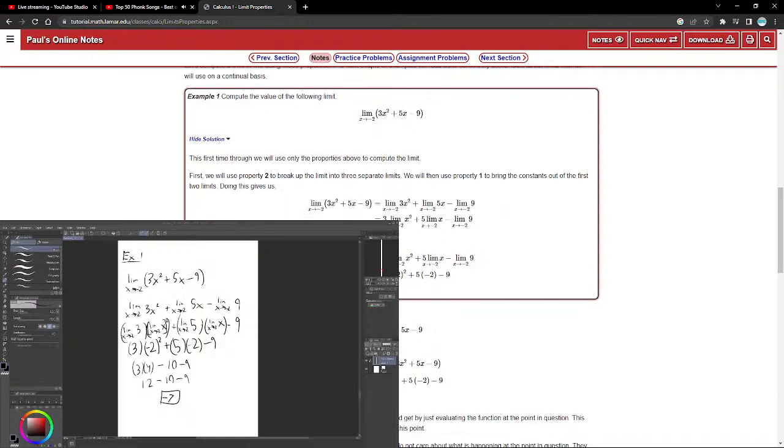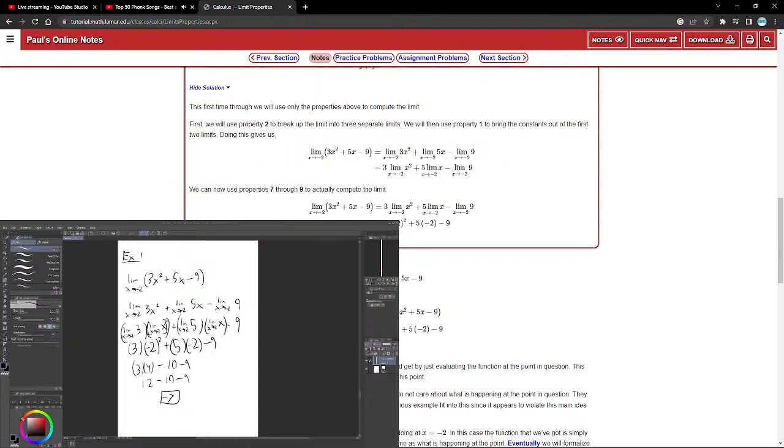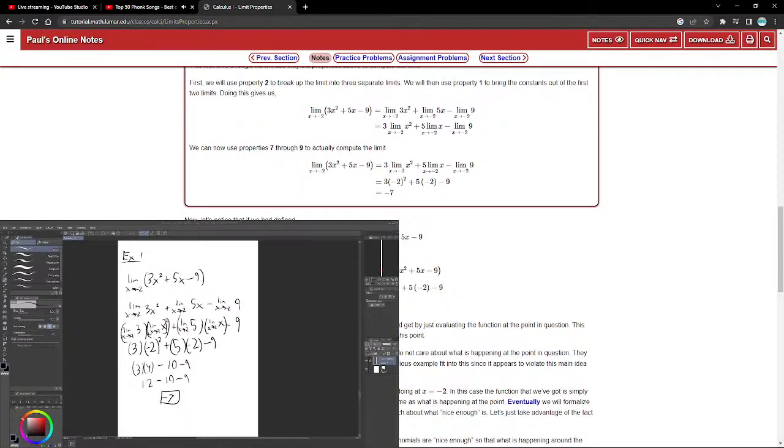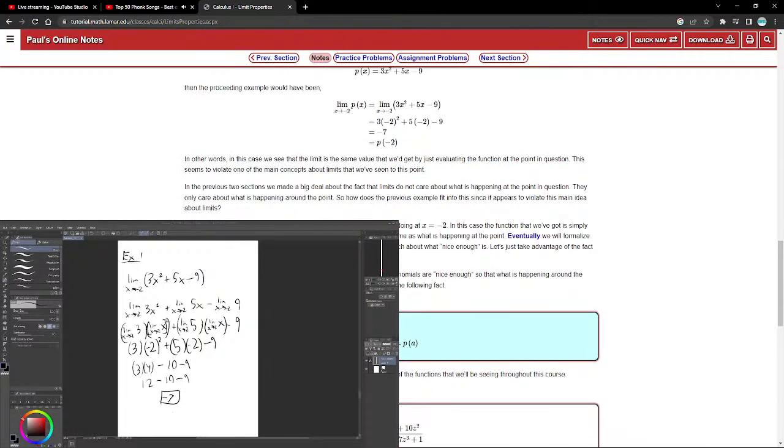Now let's notice that if we had defined, yeah, if you just plugged in -2, you get the same thing. In other words, in this case, we can see that the limit is the same value that we get by just evaluating the function at the point in question. This seems to violate one of the main concepts about limits that we've seen to this point.